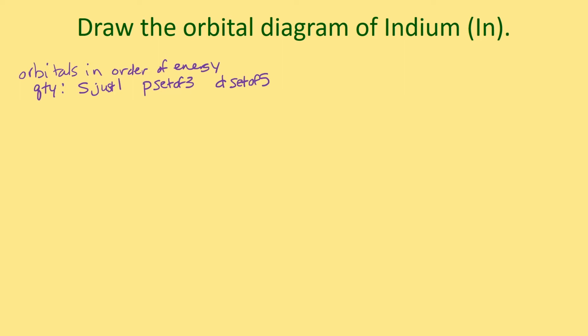It doesn't really matter whether we're doing indium or any other element. We need to start with our orbitals in the proper order. So let's just draw them out. I'm going to do them horizontally. We have 1s, then 2s, 2p, because it's p, it's going to be a set of 3 orbitals, 3s, 3p is a set of 3 orbitals.